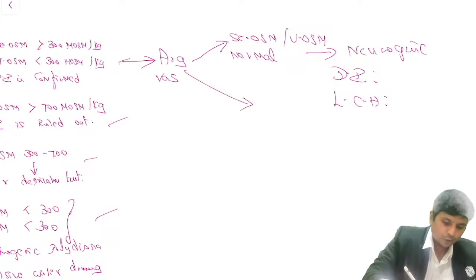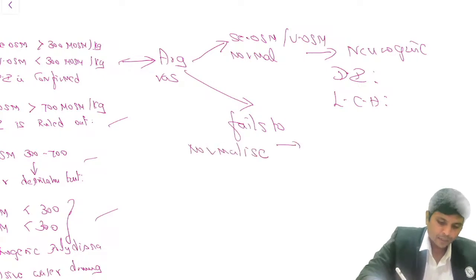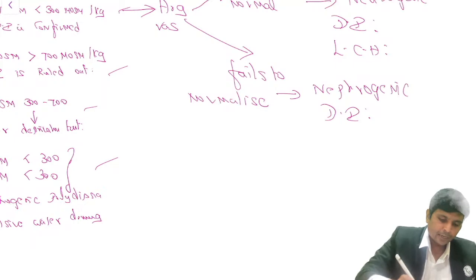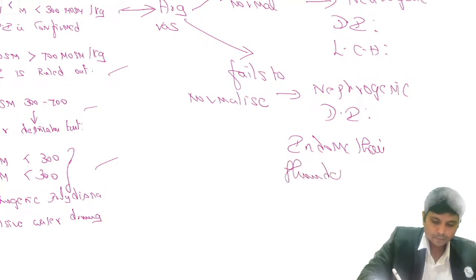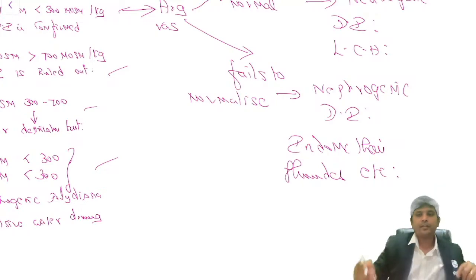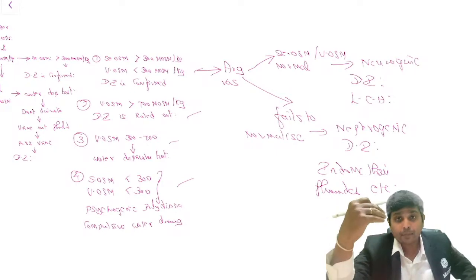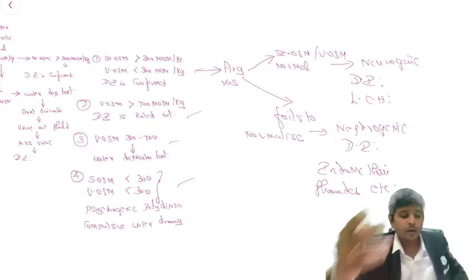If arginine vasopressin fails to normalize, then it is nephrogenic diabetes insipidus. It can be treated by giving indomethacin, thiazides, etc. So this is the approach to diabetes insipidus as well as approach to polyuria.